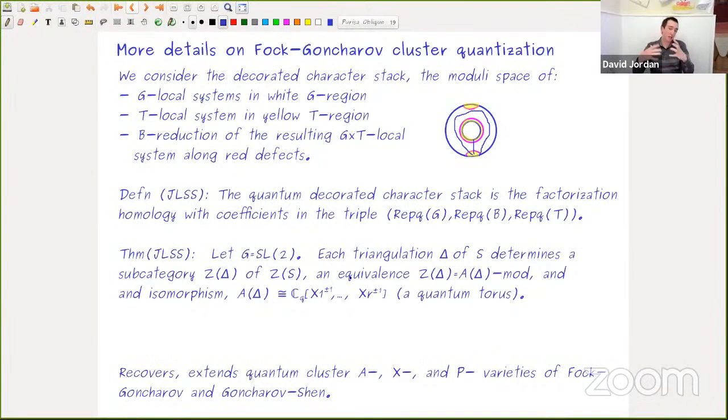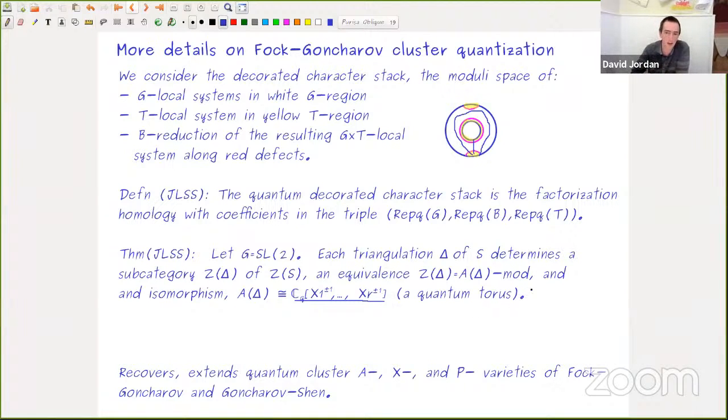And what we do is we show that as a consequence of this excision axiom that defines factorization homology, you can actually just do a computation rather than a definition, and you identify these subcategories inside there with the category of modules for a quantum torus. And the point is, it's exactly the same one. It has the exact same presentation as the Fock-Goncharov prescription. And as you change triangulation, then you're moving around in these subcategories, and the way that you move is, we also show, given in formulas by cluster mutation.